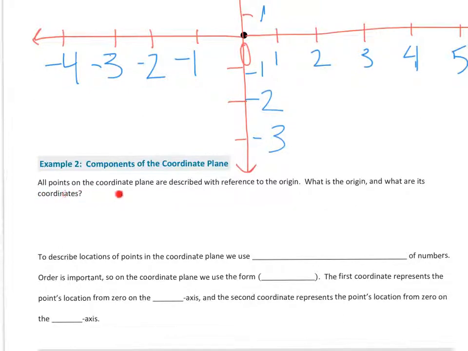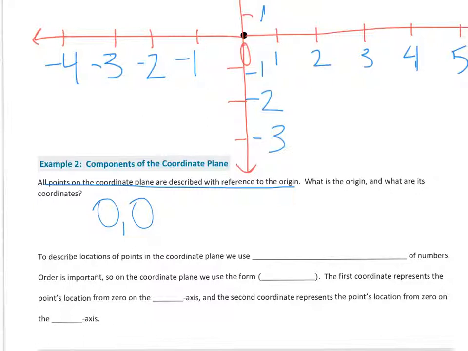So all points on the coordinate plane, this is the coordinate plane up here, are described with reference to the origin. So the origin is this, 0, 0, the middle. That's the origin. So its coordinates are 0, 0. Now when it says all points are described with reference to the origin, that means that every point is given its name, its whole identity, based on how far it is from the origin.